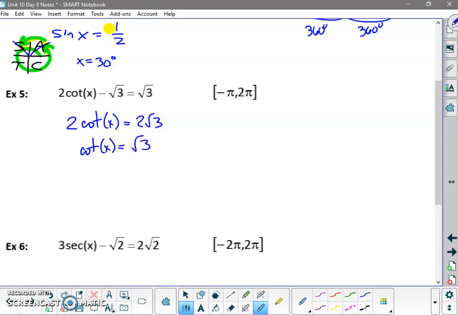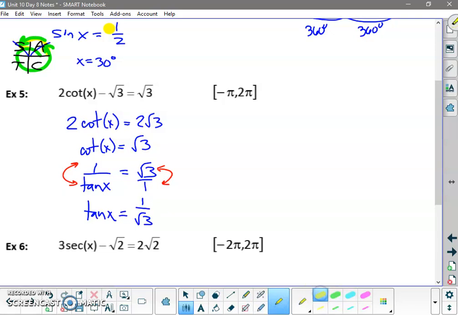So cotangent. This is the one time I want to think of that as 1 over tangent. I don't want to make this cosine over sine. That's going to equal square root 3. Now we can take the reciprocal of both sides. So basically here, if cotangent equals square root 3, then tangent equals 1 over square root 3. Okay, so I've isolated the trig function.